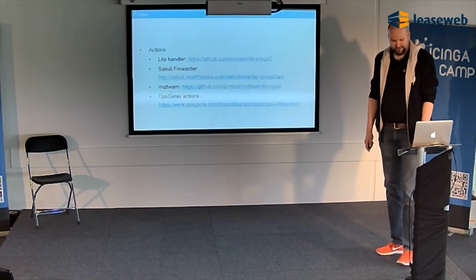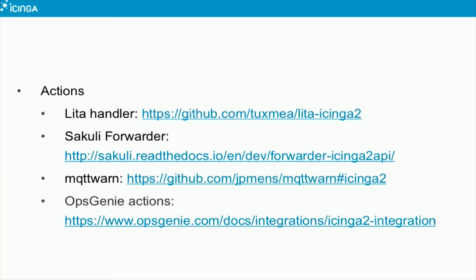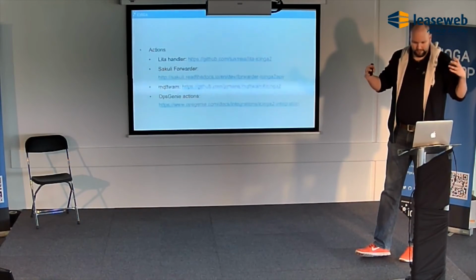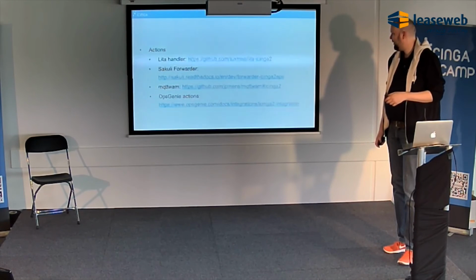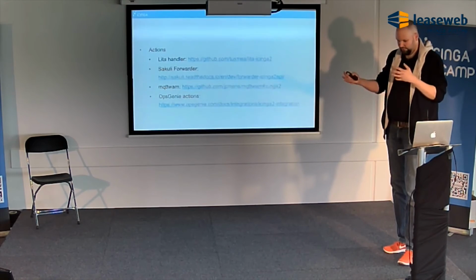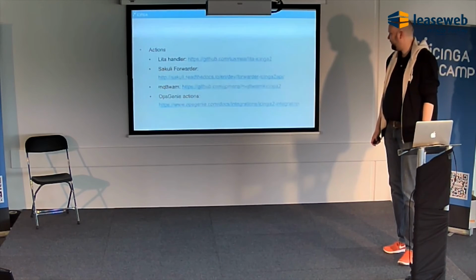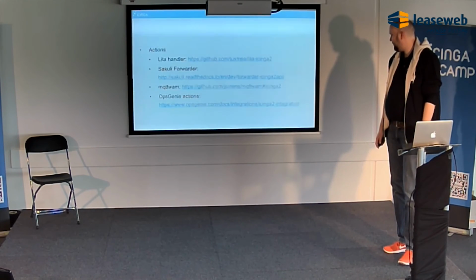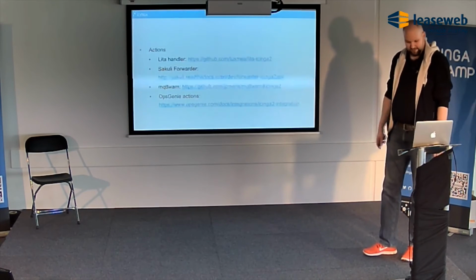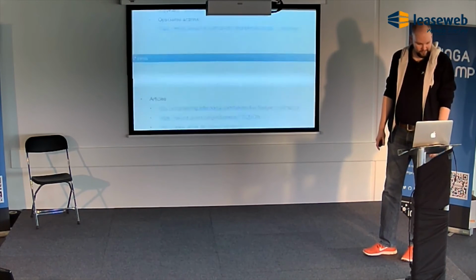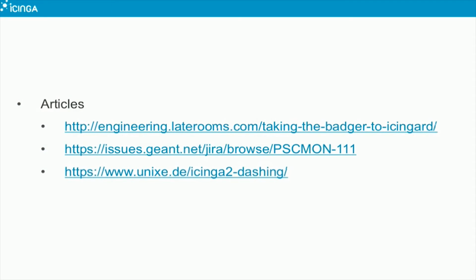For the actions, a Lita handler is some sort of ChatOps thing. Sakuli is end-to-end testing on Windows. They're also forwarding the check results of their end-to-end tests directly to the Icinga 2 API, not using the command pipe. MQTT1 is a project by JP Mens, which is some sort of message thing. Also processing check results. OpsGenie is for correlating alerts and events and so on. It's best to just click on the links when the slides are online to get informed. I'm honest, I also don't know much about them.